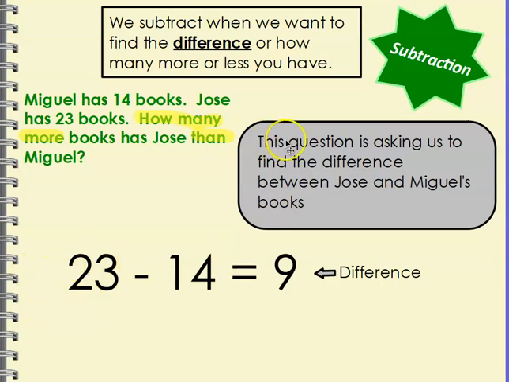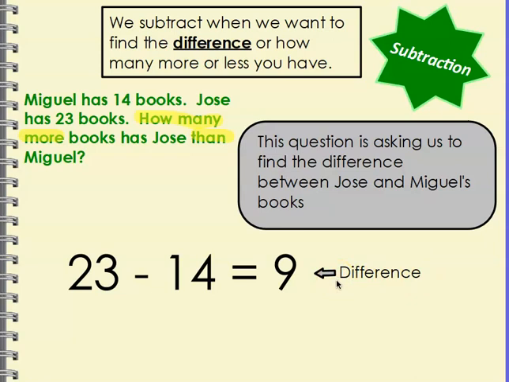Oh, you know what? Miss Ryan forgot to say this. Look. So this question, remember, is asking us to find the difference between Jose and Miguel's books. Miss Ryan almost forgot to tell you that. I think I did, though. Okay, so Jose, 23 minus 14 equals a difference of 9. And remember, difference means the answer to a subtraction problem.